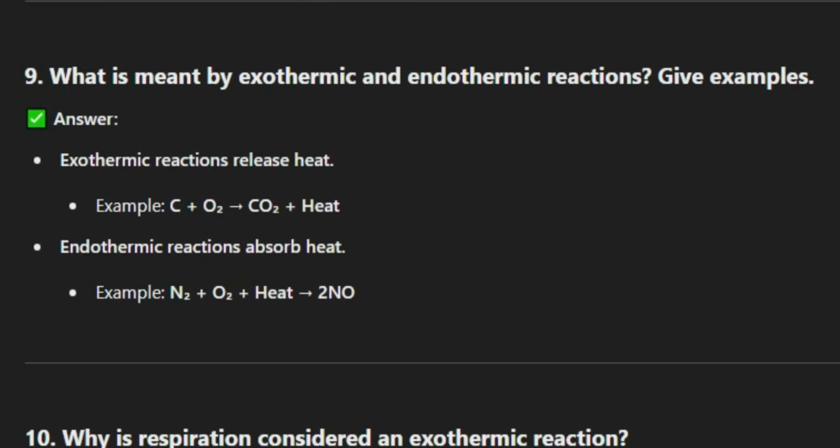9. What is meant by exothermic and endothermic reactions? Give examples. Answer: Exothermic reactions release heat. Example, C plus O2 to CO2 plus heat. Endothermic reactions absorb heat. Example, N2 plus O2 plus heat to 2NO.